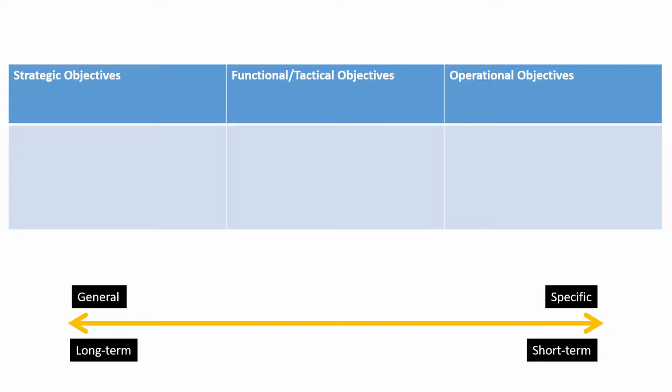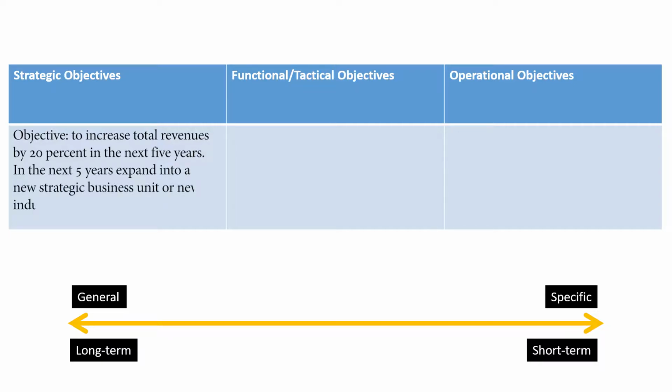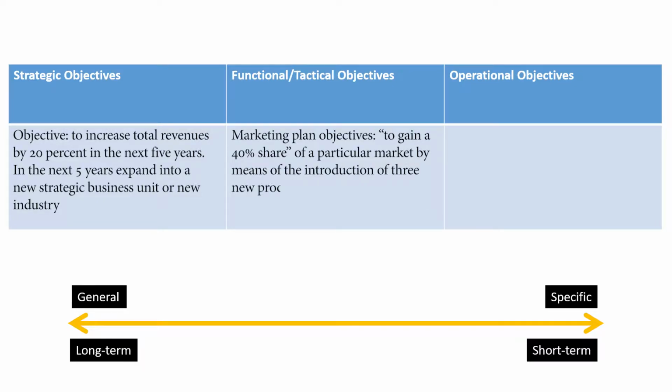An example of a strategic objective for a company could be to increase total revenues by 20% in the next 5 years. Or also at this level, managers decide how many strategic business units the company should be in. So an objective could be, in the next 5 years, expand into a new strategic business unit. At the functional or tactical level, the objectives are narrower in scope and not so long-term oriented. For instance, a marketing director from a large company could have the following objective: to gain a 40% share of a particular market by introducing 3 new products during the coming year.